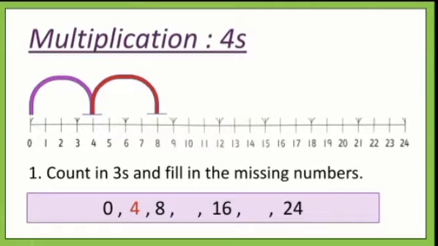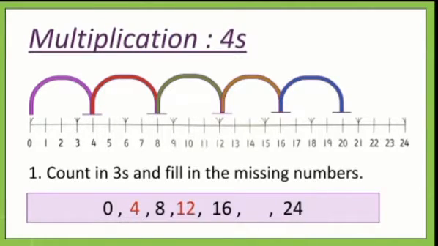Keep counting in 4s. The next number will be 12. Oh, it's missing. Let's fill in the missing number 12. Then 16 will come. After that, when we count in 4s again, the number 20 will come. Fill in the missing number 20 now. Then 24 will come, and so on.